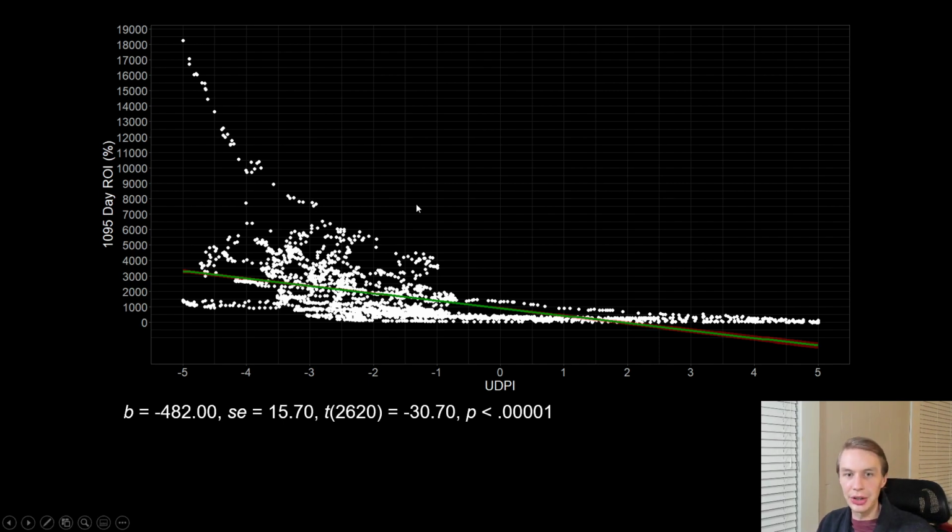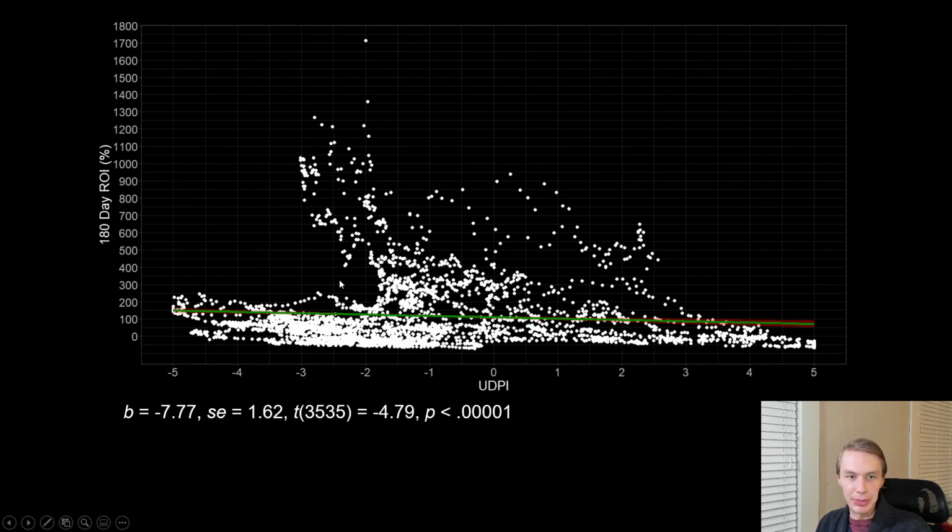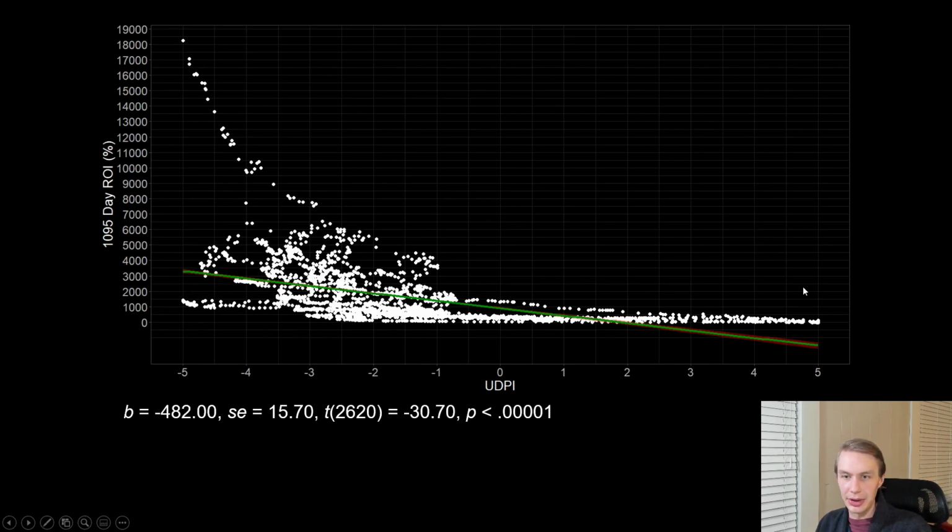But I still think that this shows the value of the UDPI, because even if you ignore market cycles, just buying at a lower UDPI level will generally lead to a way higher ROI after any of these time frames than if you buy at the top, at these really high UDPI levels.